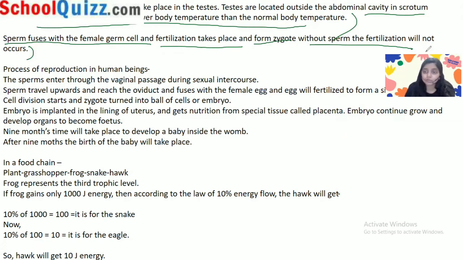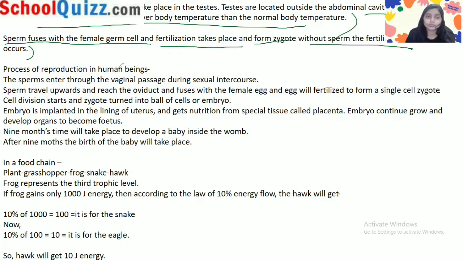So you can also do the illustration part, like you can indicate where the reproduction starts in human beings. The first part is the sperms enter through the vagina passage during sexual intercourse. So firstly, you can write it this way when you don't have to write all this theory type.